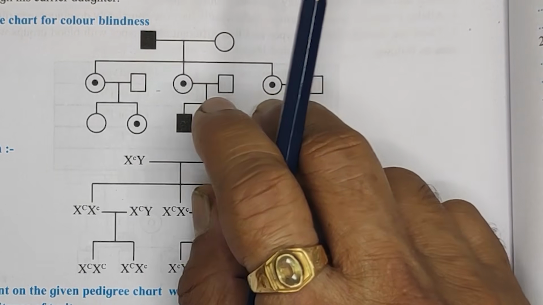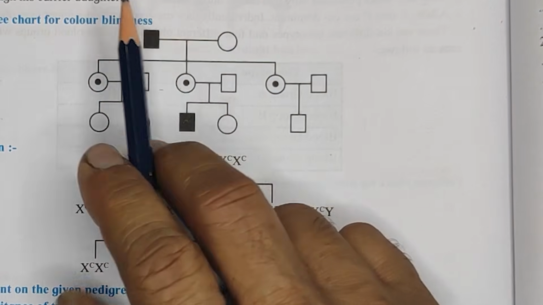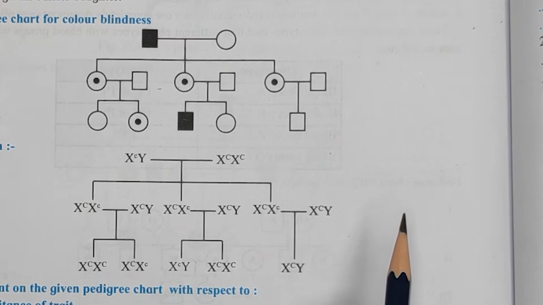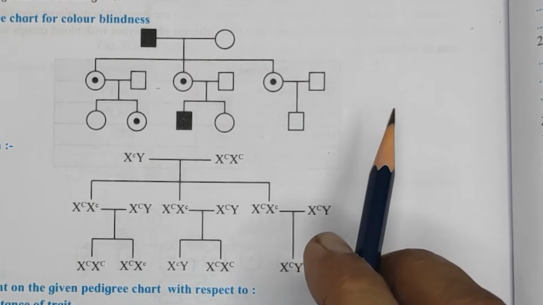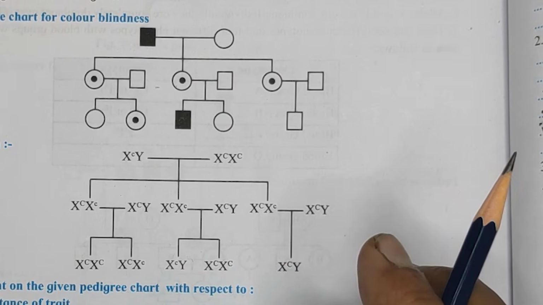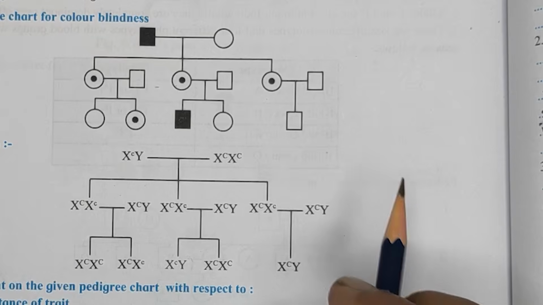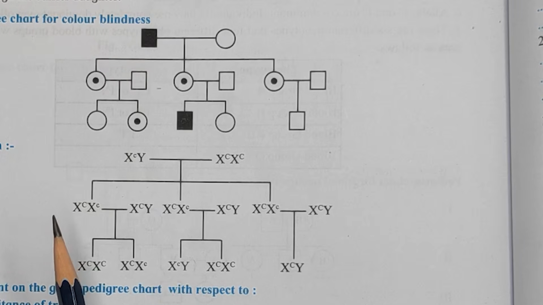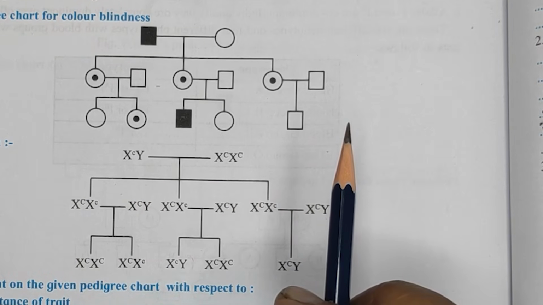Next is color blindness. So what is it? It is a sex-linked recessive disorder of humans. Color blindness is there because the color-sensitive cone cells are not formed inside the eye. It is related to the X chromosome, a recessive gene which is present on the X chromosome.